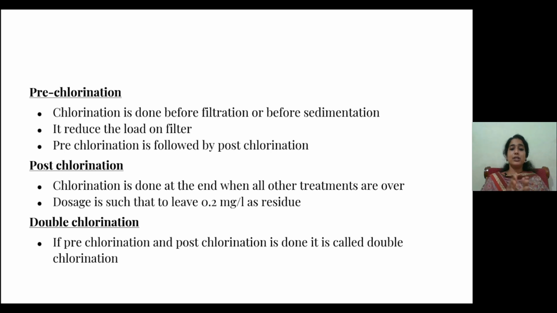And the pre-chlorination is followed by the post-chlorination. The post-chlorination is done at the end, when all the other treatment processes are over. The dosage is such as to leave a residual chlorine of 0.2 milligram per liter. If these two processes, pre-chlorination and post-chlorination, are used in a water treatment system, then it is known as double chlorination. Pre-chlorination plus post-chlorination is known as double chlorination.